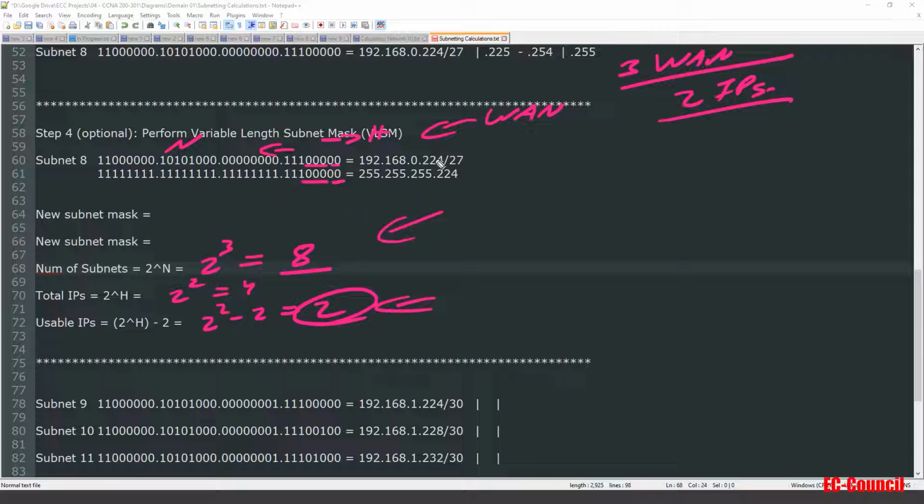So what we'll be doing is converting these 3 bits here in the subnet mask to network bits. So therefore we'll get a new subnet mask and we'll be able to create 8 new networks, and each of these 8 new networks will have a total of 2 usable IPs. And these 8 networks will strictly be used for WAN links for our existing network and future networks. So let's actually make this adjustment.